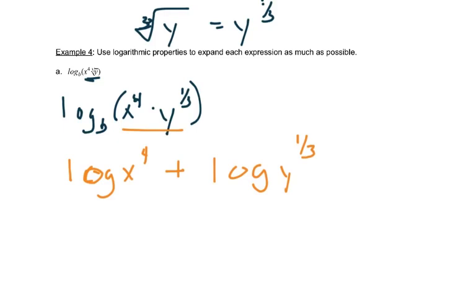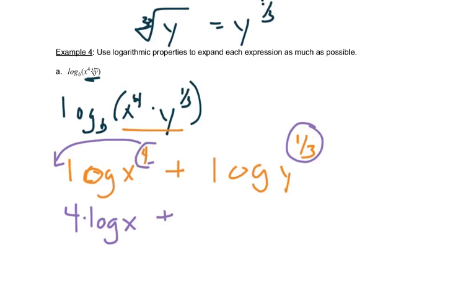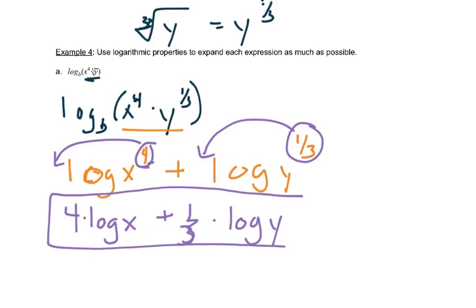Now because we have exponents, we're going to keep going. We have this exponent here, so we're going to write that exponent out in front. So we have 4 times log of x plus, and again this is an exponent, so we're going to move it out in front, 1/3 times log of y. And that's completely expanded now.